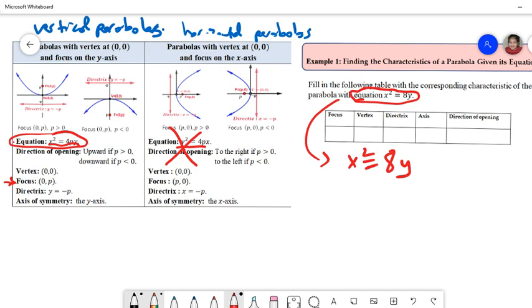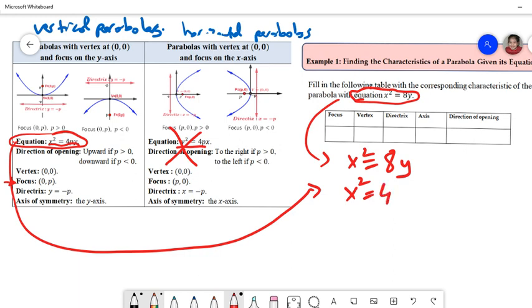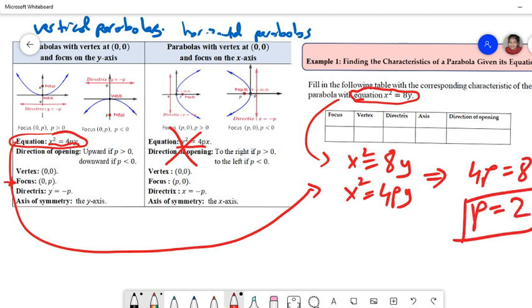So x squared is equal to 8y, and this equation will be this type. Then you match the equations. You say here 4p is equal to 8, so p is equal to 2. So this will definitely be a vertical parabola, and p is equal to 2. Now we can write all these. The vertex is (0, 0) for sure, because the equation is this type. And the focus is (0, p), so it will be (0, 2).